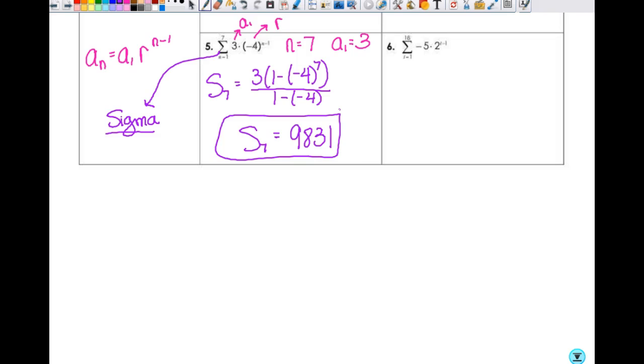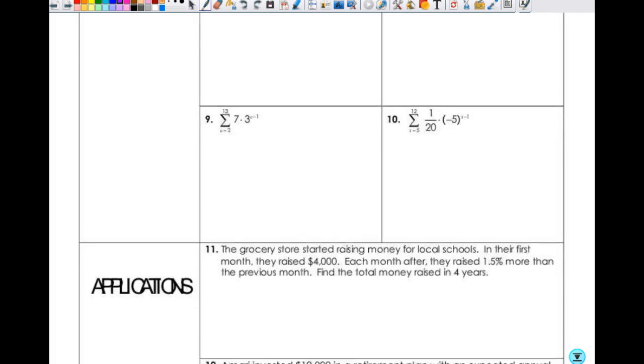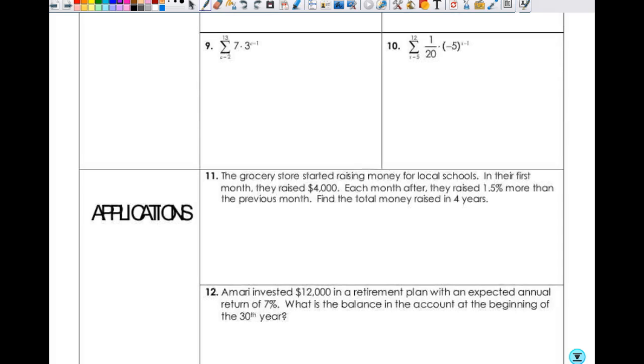All right. Next example is pretty much exactly like that with some different numbers. So flip this over on the back, and let's look at number 10. So number 10, we've got some sigma notation, but I only want the sum of the terms 5 through 12, right? So I'm still going to need to know what n is. What would n be here? 8, because I have to do 12 minus 5 plus 1, right? So n is 8.